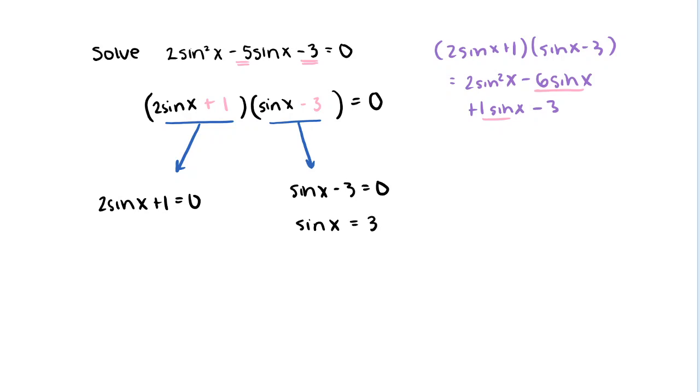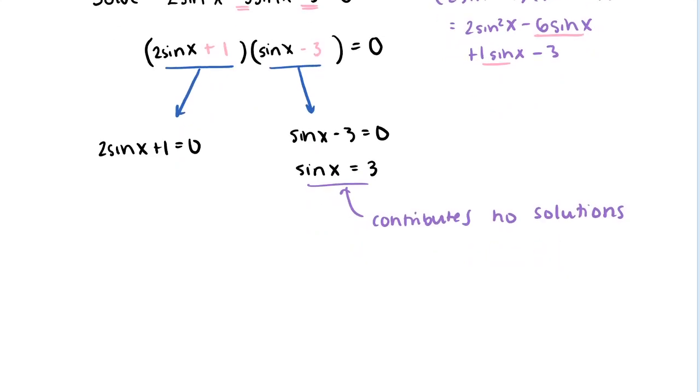And remember, sine of x is the y-coordinate on the unit circle, and that y-coordinate is not going to exceed -1 and 1. Right? The range of sine is between -1 and 1, and so this contributes no solutions. There are no solutions for this factor to be 0. And so there are no solutions being contributed from this factor, but we still might get solutions from the first equation, 2 times sine of x plus 1 is equal to 0.